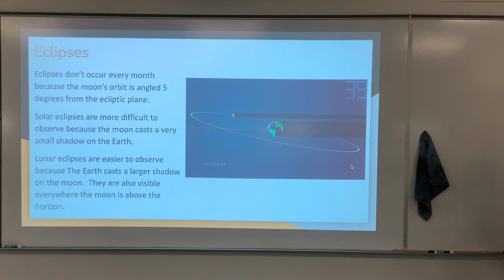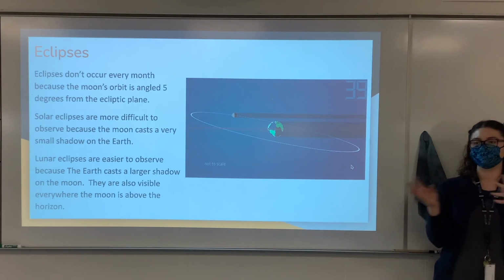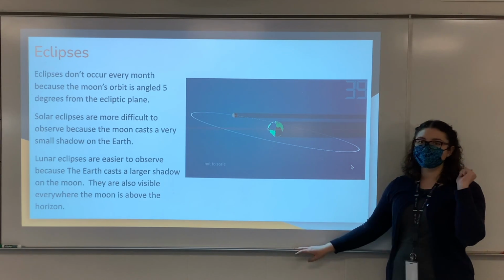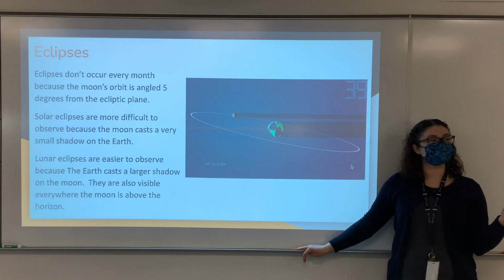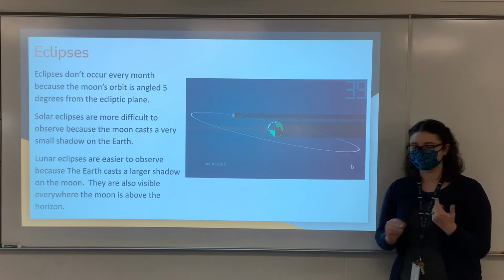The last thing that we want to wrap up with is that a lot of times, especially when we show the flat diagrams that we normally do for solar and lunar eclipses, it makes it look like, well, why don't we have an eclipse every single month when the moon's between the sun and the earth and the earth's between the sun and the moon?